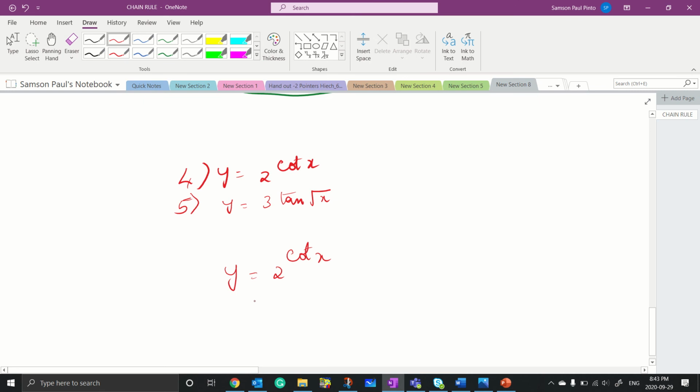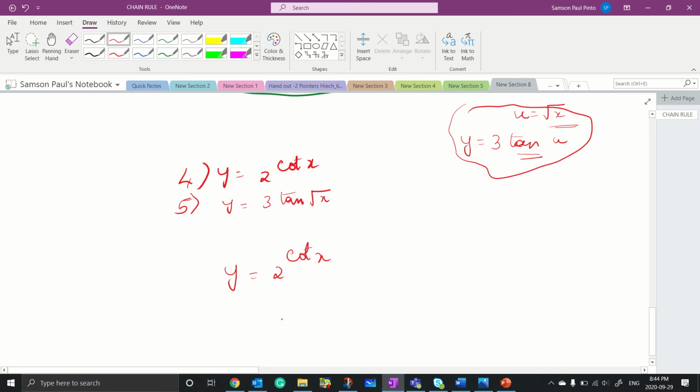Before going into the 4th problem, I'll quickly give you a hint for the 5th problem. All you have to do is take y as 3 tan and express u as root x. From here I think you can solve. Express root u as root x. You have the formula for tan directly, and root x we just solved, so I think it's pretty easy for you to solve.